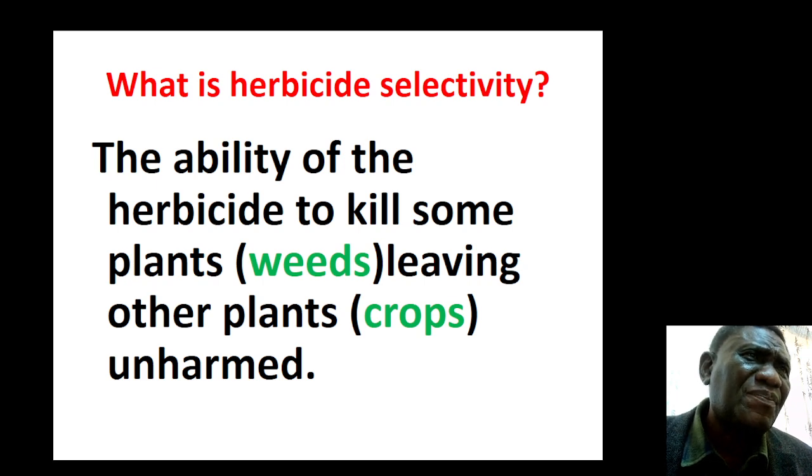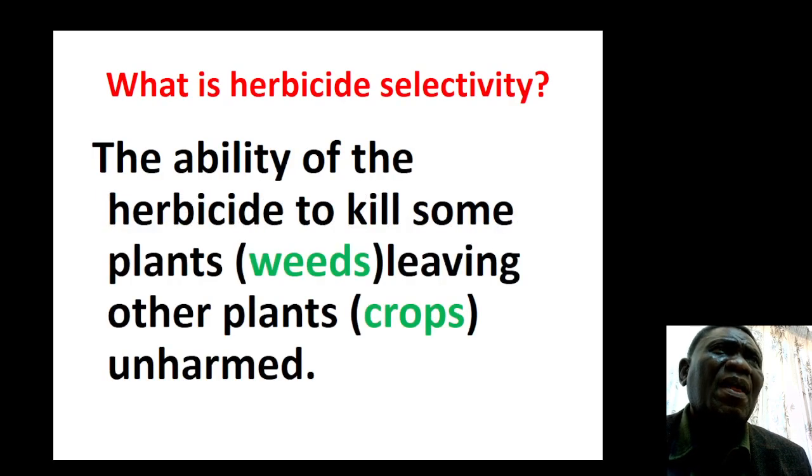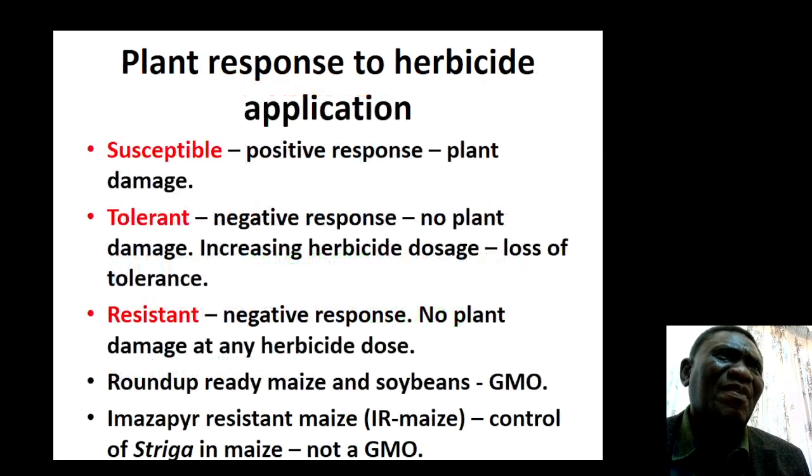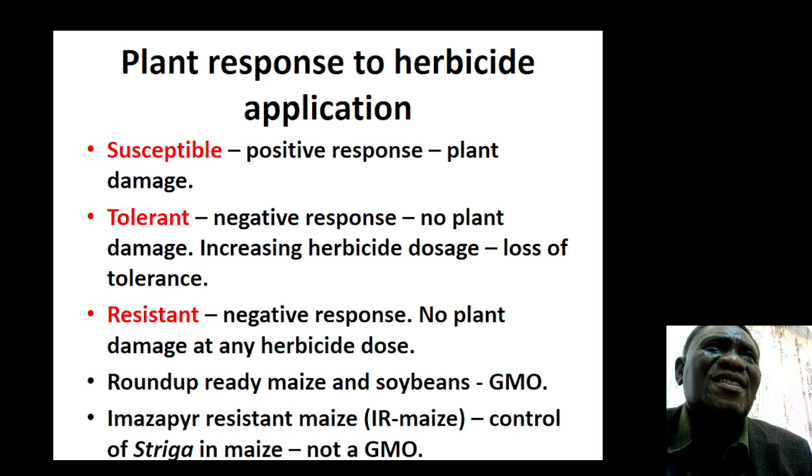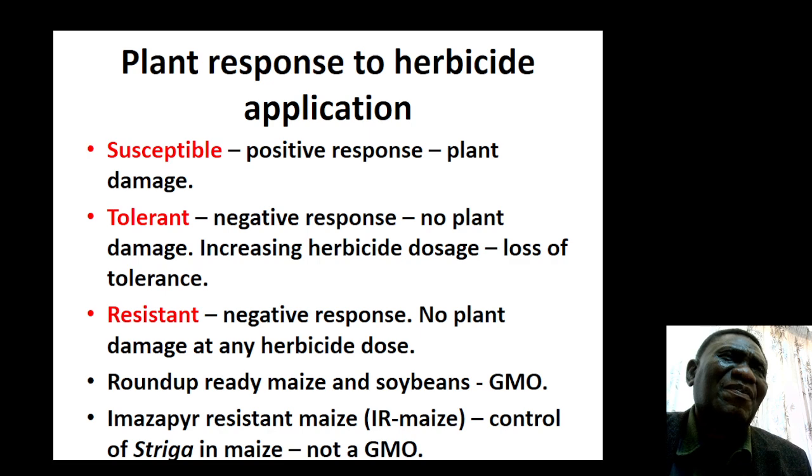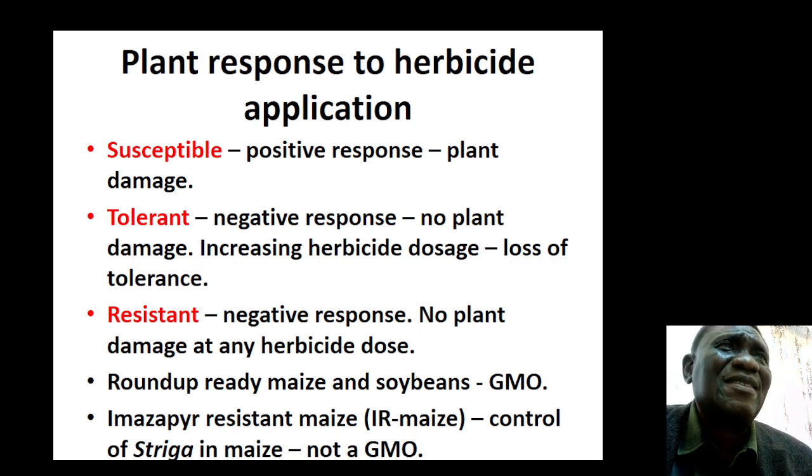Okay, so let us talk about herbicide selectivity. We said it's the ability of the herbicide to kill some plants, that is weeds, leaving other plants unharmed. Plant response to herbicide application: you may have a plant which is susceptible. We say it gives us a positive response, although it's actually plant damage.